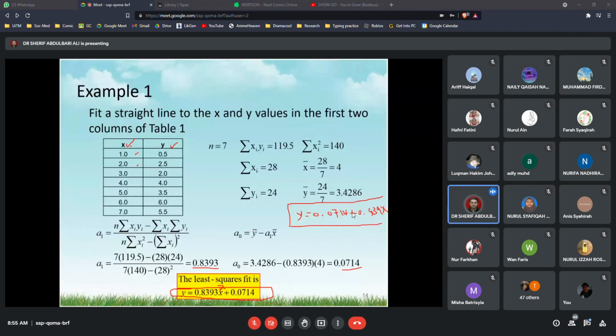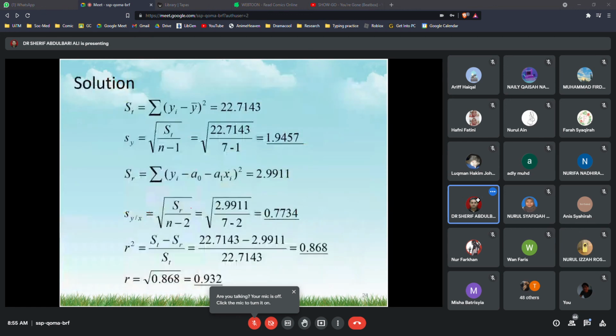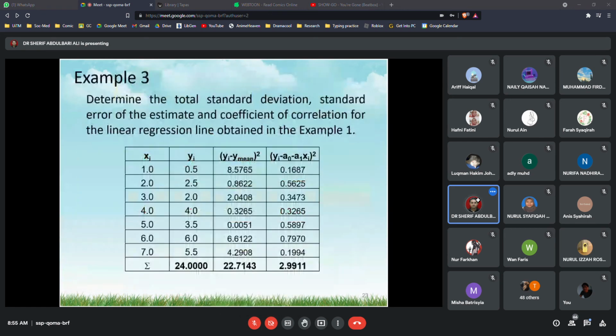This is our first example, where we built the model. We already got the model. So now how are we going to get the value of R square? Repeating the same example, we already have the model. Now we need to determine the total standard deviation, the standard error of estimate, and the coefficient of correlation for the linear regression obtained in example number 1. So we need to get those values.